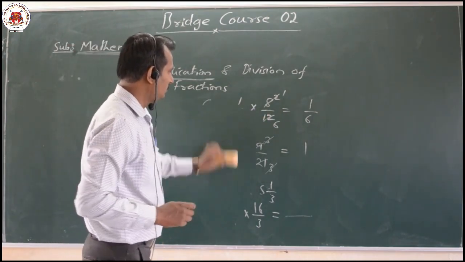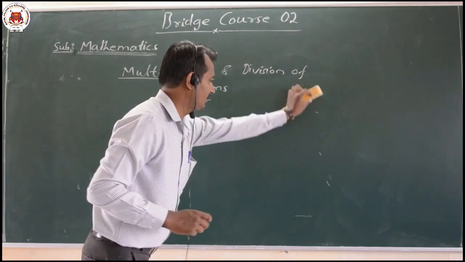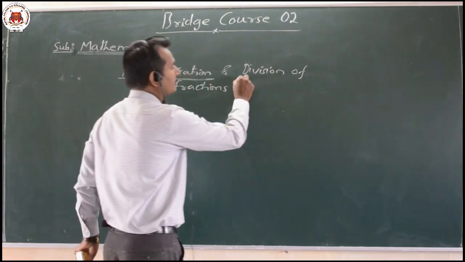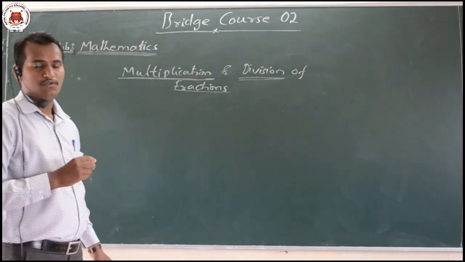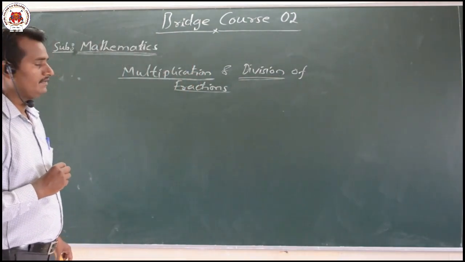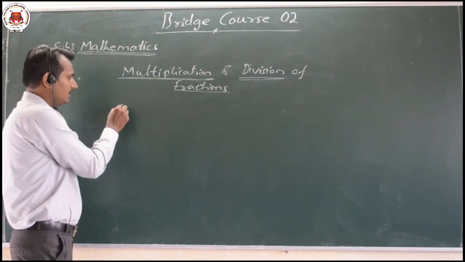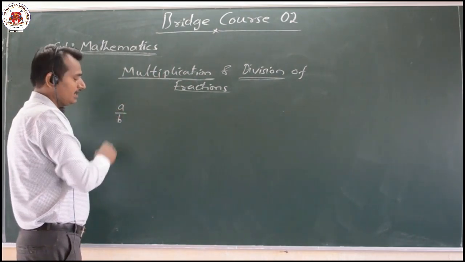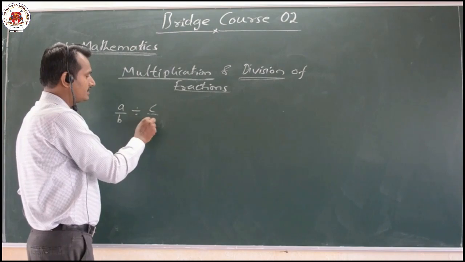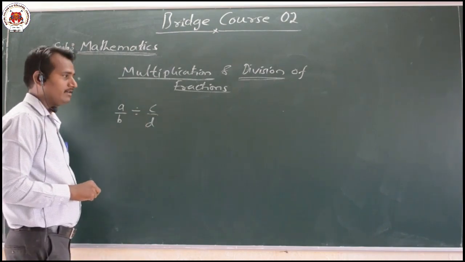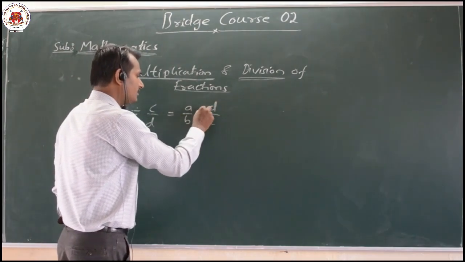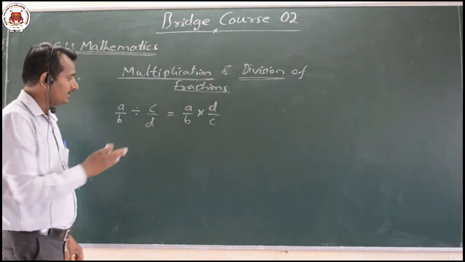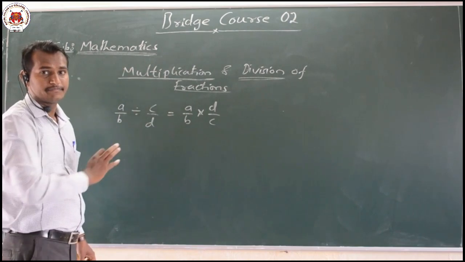Now let us look on to the next part, that is nothing but our division of fractions. Division of 2 or more fractions. Let us take a by b divided by c by d, equal to a by b into d by c. Very simple. What I am doing is I am taking the reciprocal of c by d.